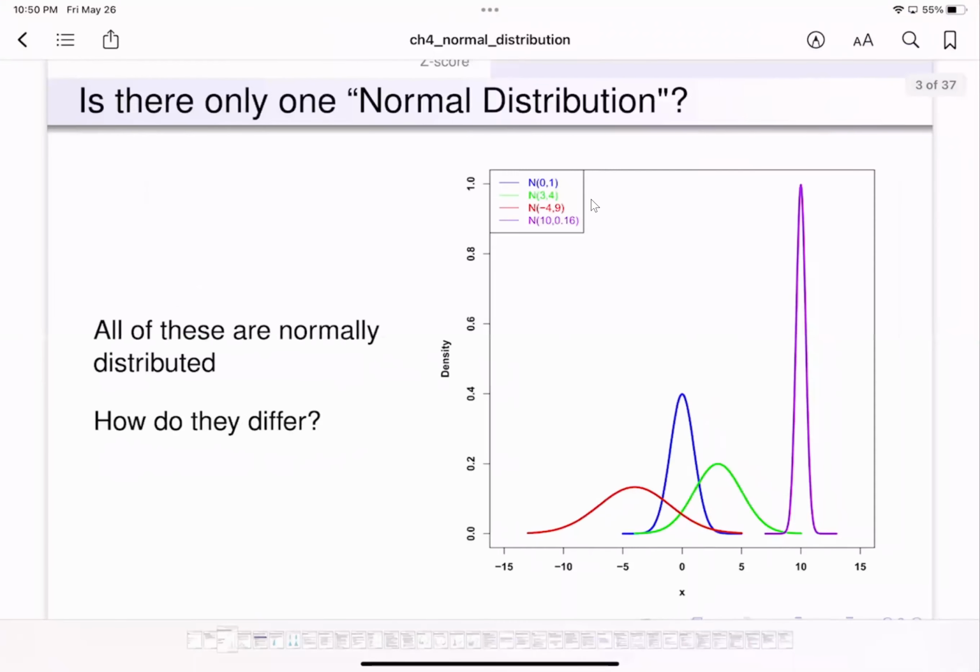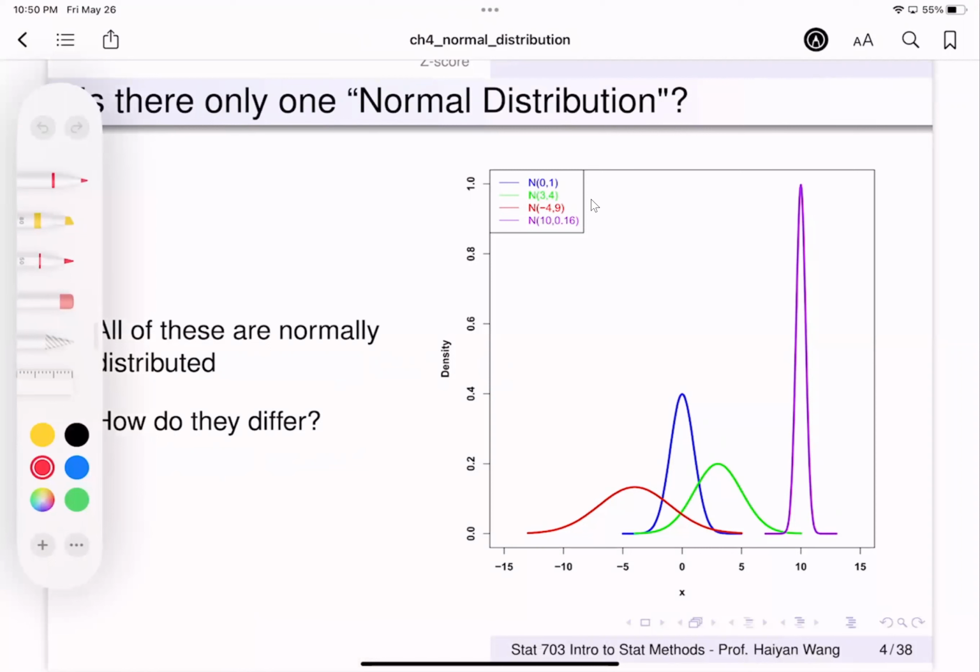The next slide here shows some of the different normal distributions. They could have different means or different standard deviations. Even though they look very different, they are all in the same family of normal distributions. The red one here has a center of -4. So if you look at this red one, it is centered at -4, and the standard deviation is 3.